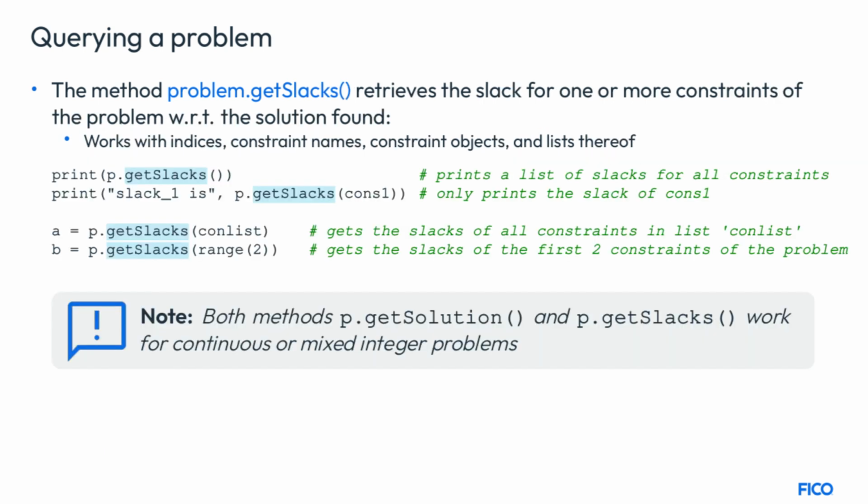Similarly, the method getSlacks retrieves the slack, which is the difference between the right-hand side, the constant term, and the left-hand side, or the variable terms, of one or more constraints of the problem with respect to the solution found. The method can be passed the constraint indices, constraint names, constraint objects, and also works with lists of constraints, just as in the examples shown.